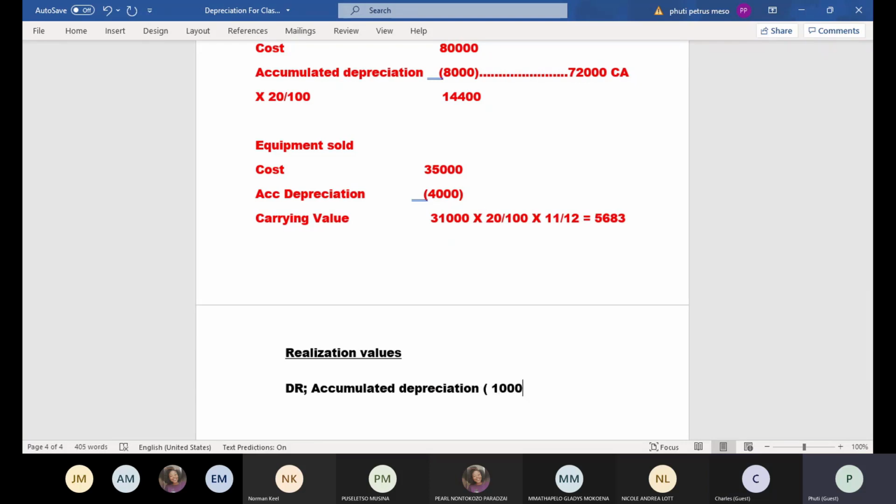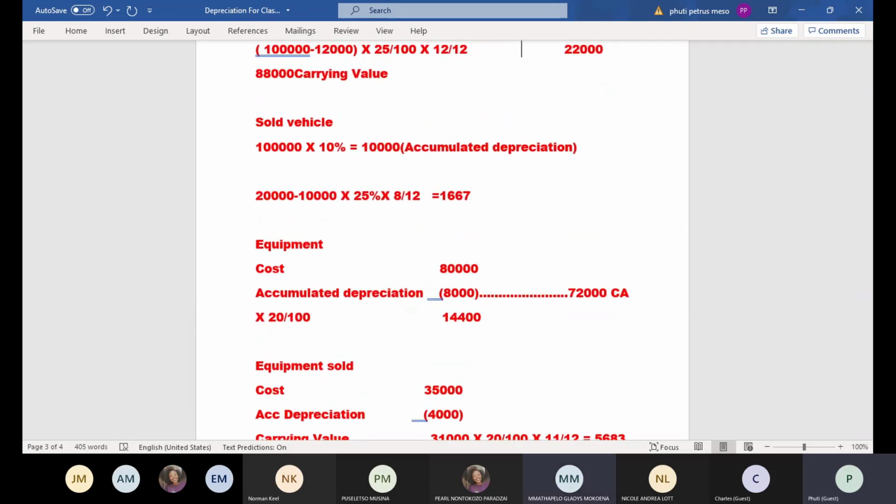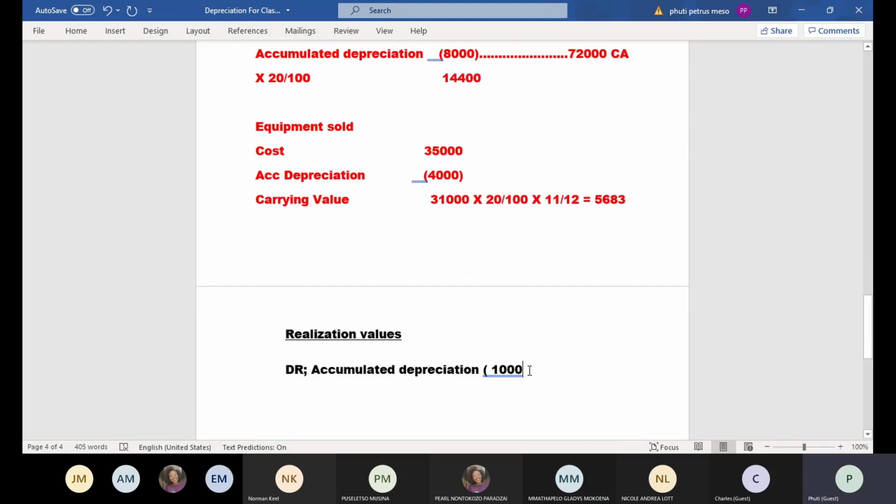Was it 1,000 or 10? I'm getting confused with the figures. Let me go back again. 10,000 and 1,667, that's what you're saying. So it's 10,000 as per Norman plus 1,667. Yes, that's what I was saying. Then it amounts to 11,667 for the vehicle. All right, any dispute? Norman, give me that equal figure, 11,667. All right, you can go ahead.